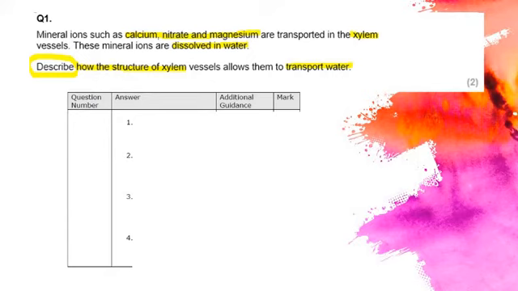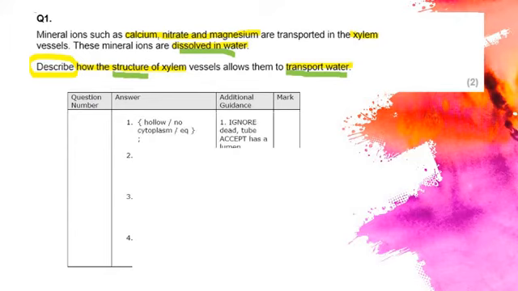So, the first thing that we need to look at is we are describing the structures. We don't need to talk about the fact they transport water with mineral ions dissolved in. That's given to you already. So all of your points should just be about what it looks like and what it's made of. Looking at our first point, they are hollow and have no cytoplasm. You could say that the vessels are open at the ends, or that these xylem vessels have no end walls.